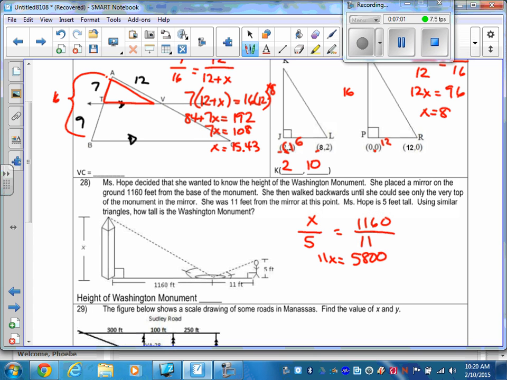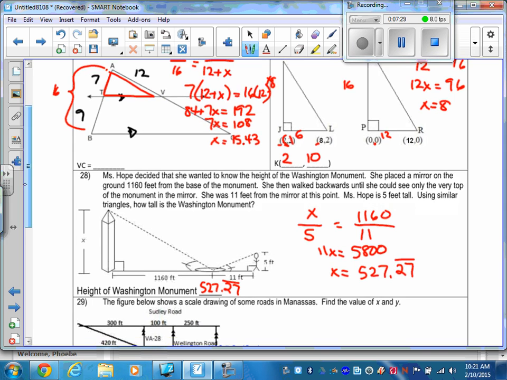Please use your calculator, make sure I didn't make a mistake. And 5,800 divided by 11 is 527.27, and the 27 repeats. So that is the height of the Washington Monument. We don't need to add any other work to that. 527.27 feet. So problem solving pieces.